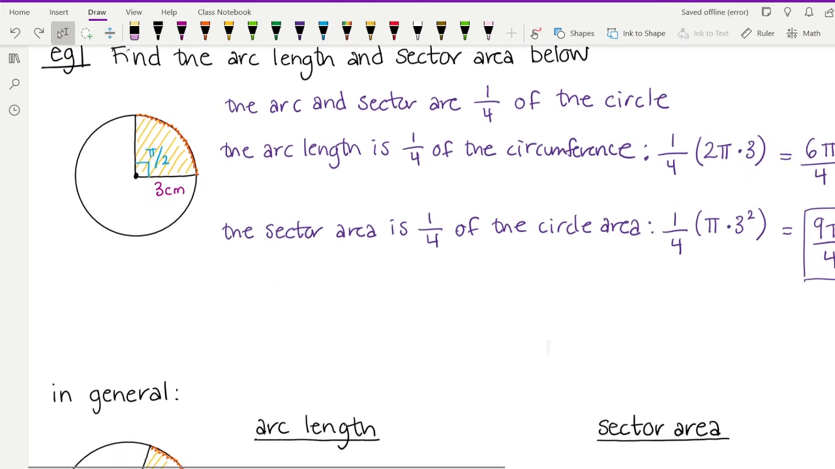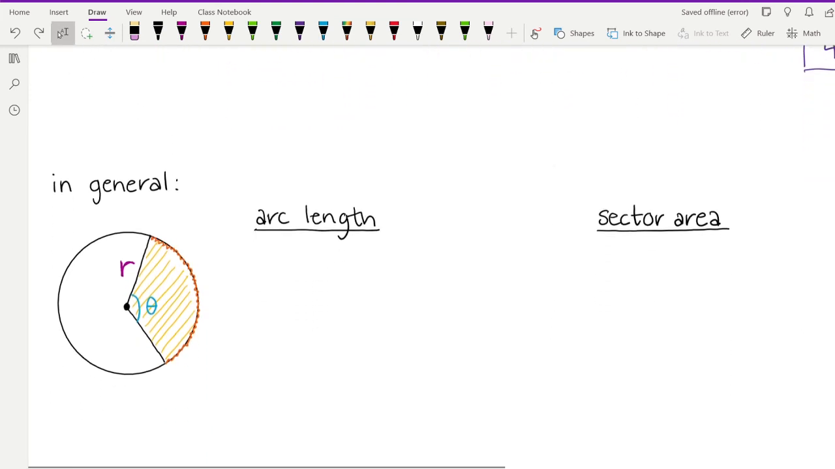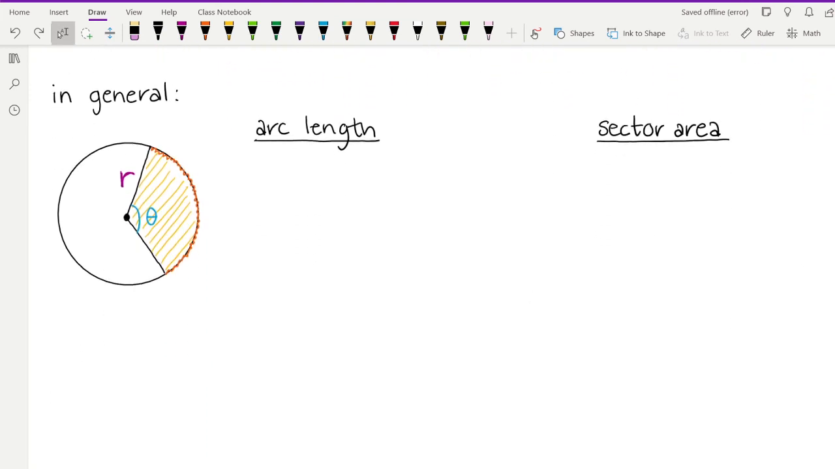Okay, so let's now take this reasoning and use it to come up with a formula that will work in general for calculating arc length and sector area.